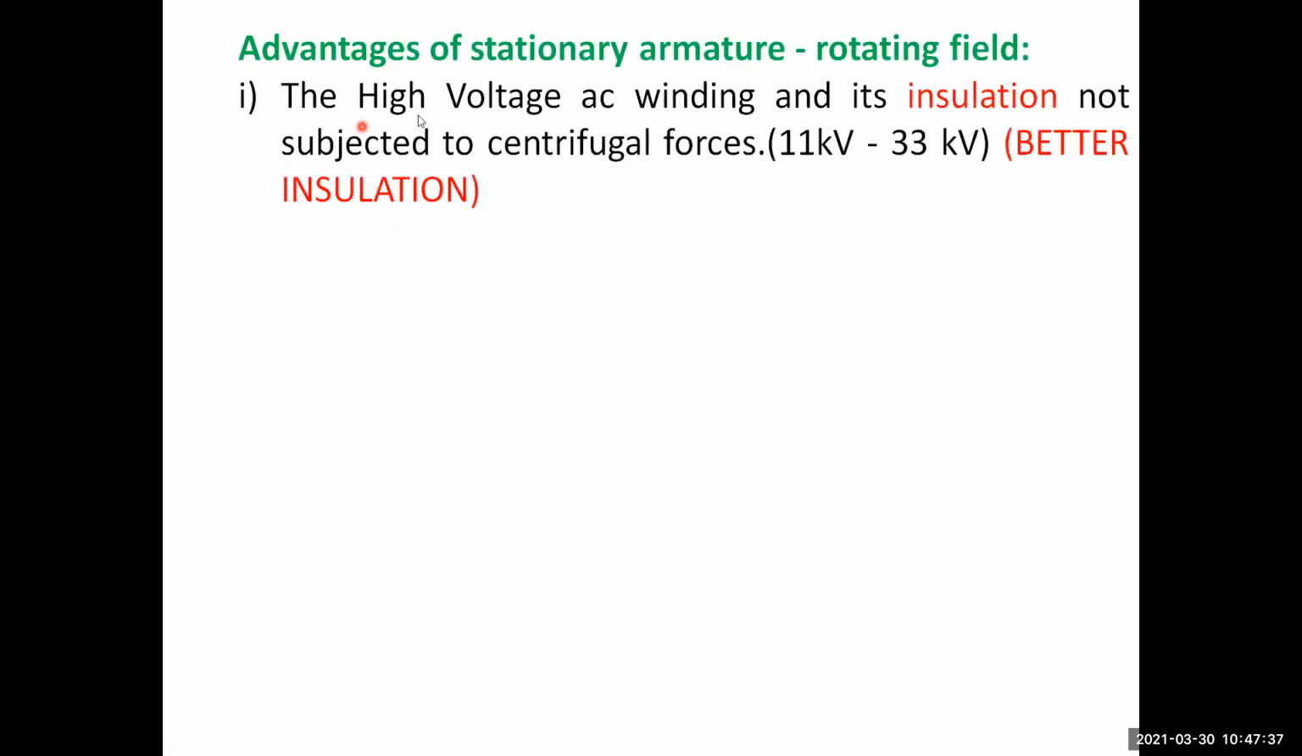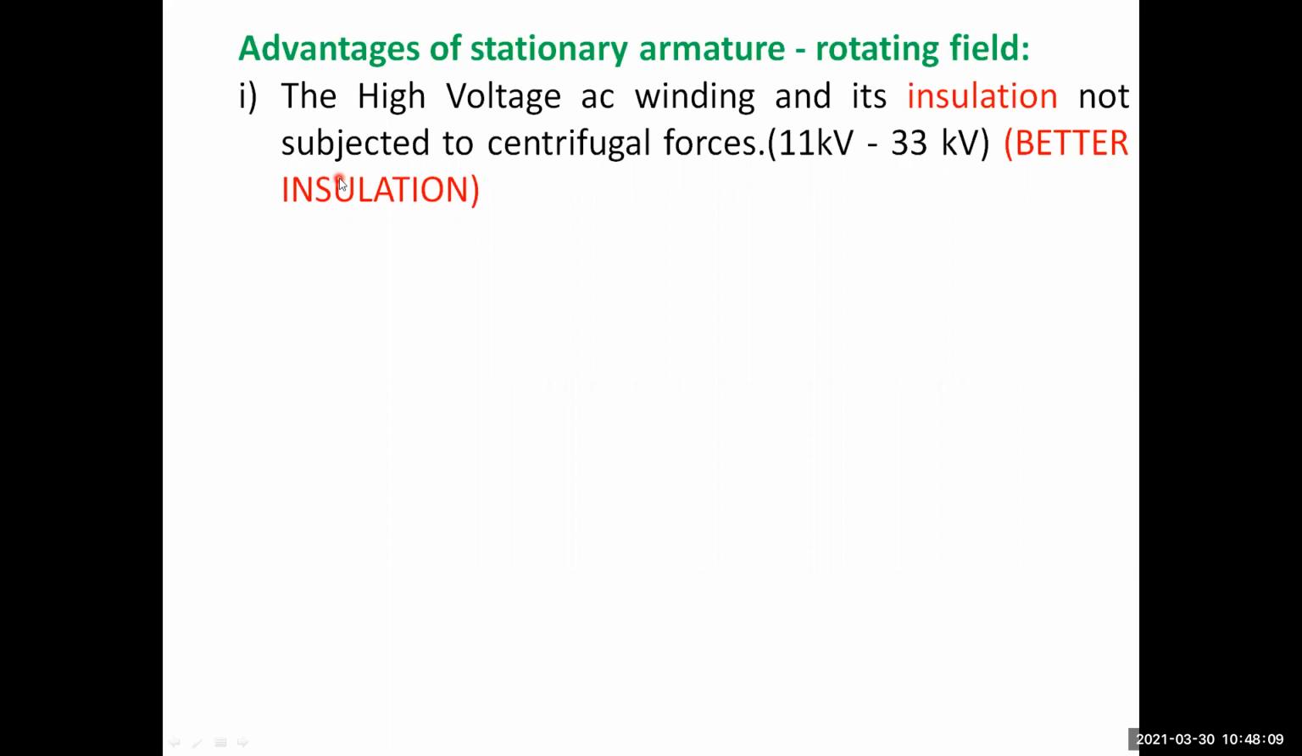So what are the advantages of a stationary armature and rotating field? The high voltage AC winding and its insulation are not subjected to centrifugal forces because it is stationary. Armature winding is stationary, so for 11 kV, 33 kV, better insulation is possible. Understood? Why is the armature winding on the stator, and why is it stationary? These are the advantages.